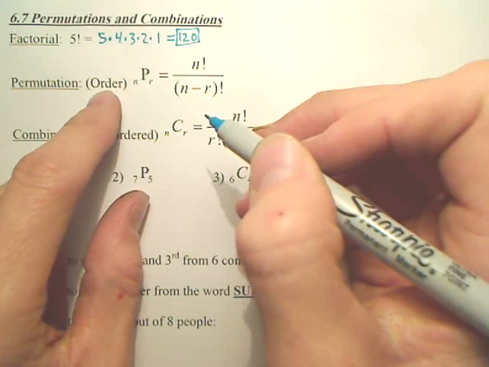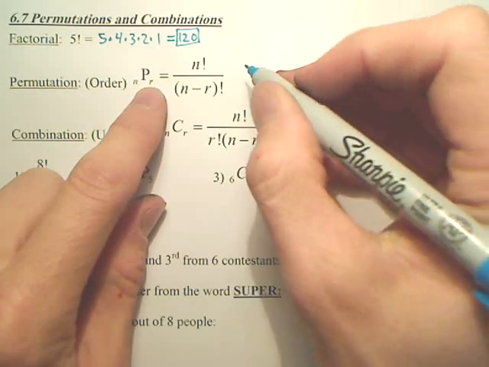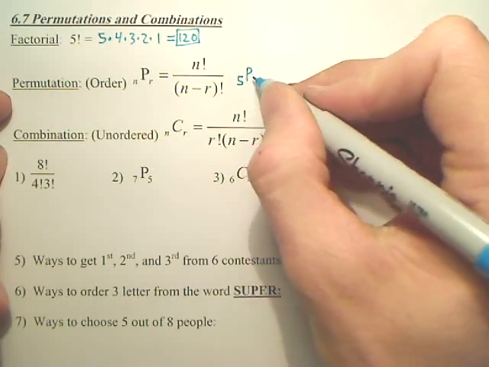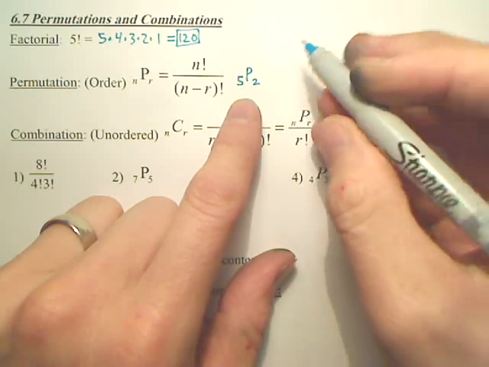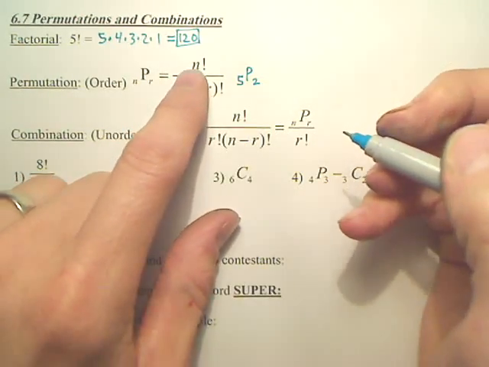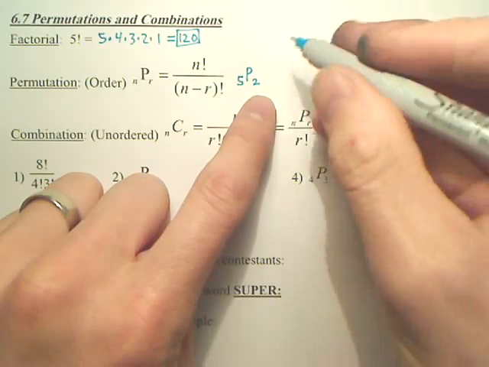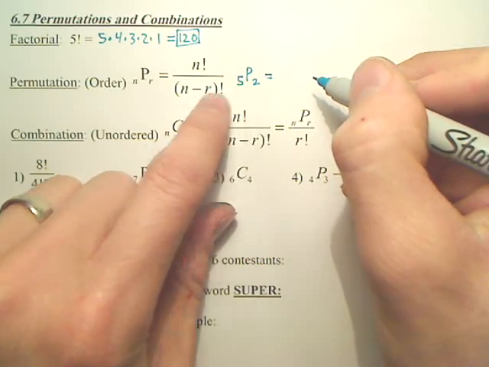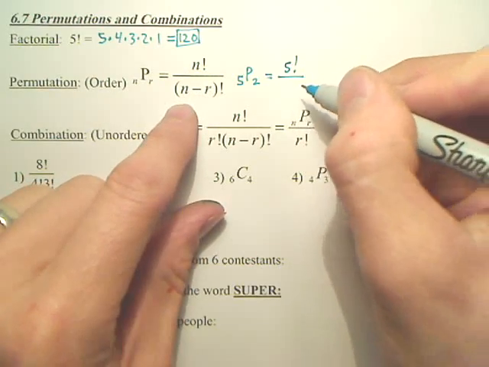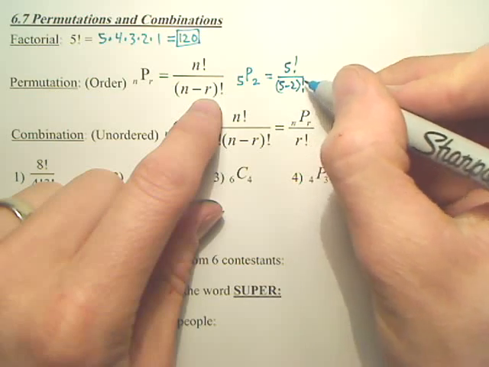Permutations deal with order, and it'll make sense once we get into word problems. But a permutation, say you have 5P2. That means I want 2 out of 5. And it'll make more sense later. But basically, the formula to calculate it, n is the first number, r is the second number. So n is the first number, so it's going to be 5 factorial over n minus r, so 5 minus 2 factorial.